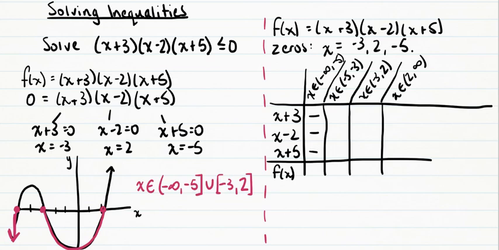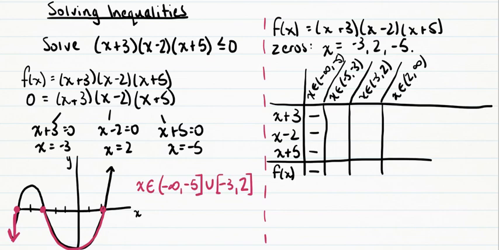So if all three of these factors in the function f of x are negative values, when they're multiplied together, x plus 3 times x minus 2 times x plus 5, I get a negative result overall for the function f of x. So that tells me that in this interval, the function is going to be negative, because these negative values would be true for any test value that I pick from negative infinity to negative 5.